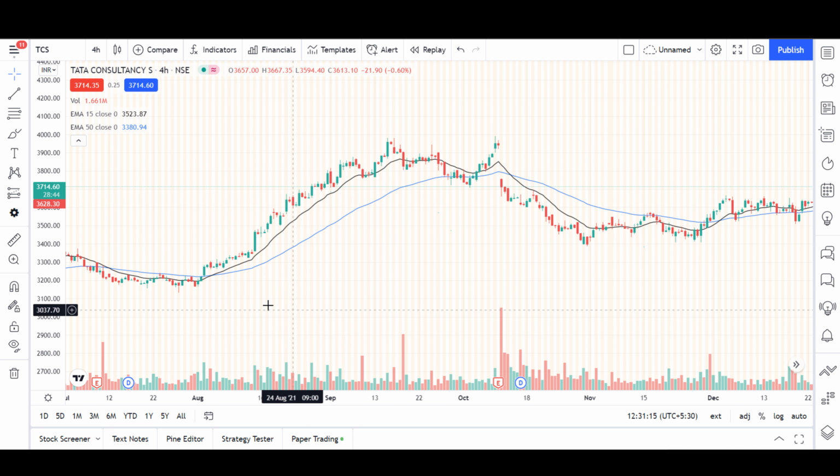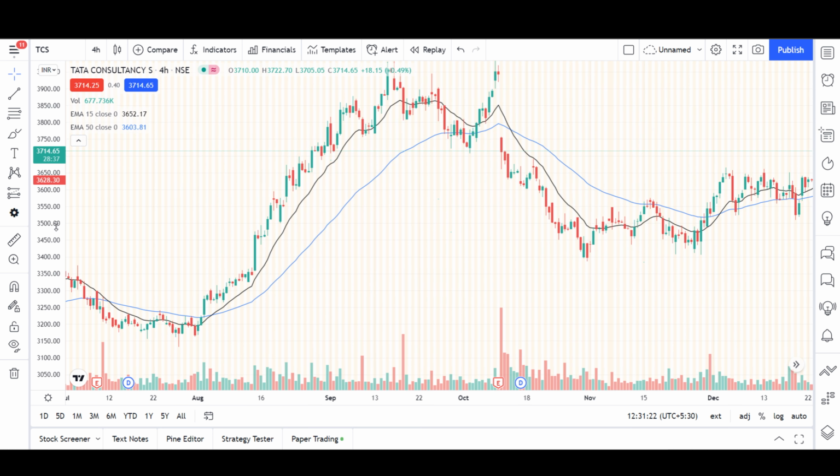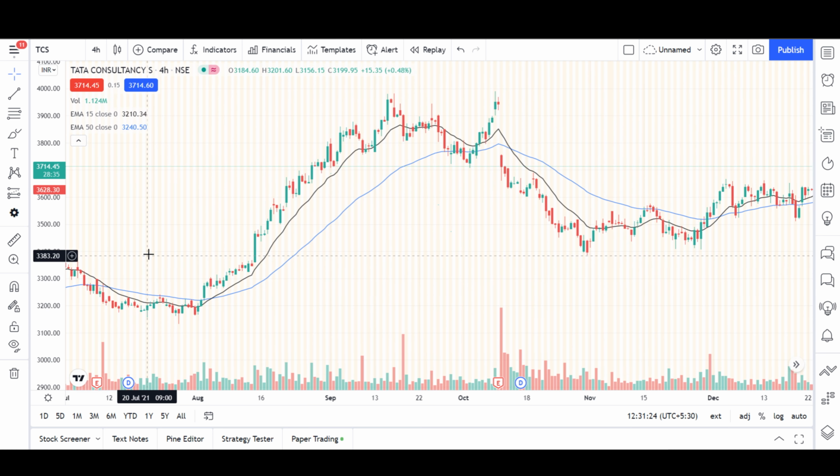So this is how you can use this strategy to trade stocks and go long on them. And now I'll be telling you what your stop loss should be in this trade.